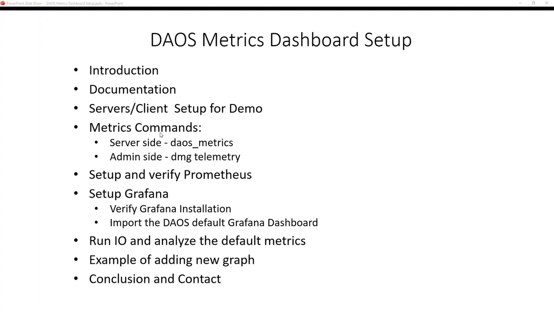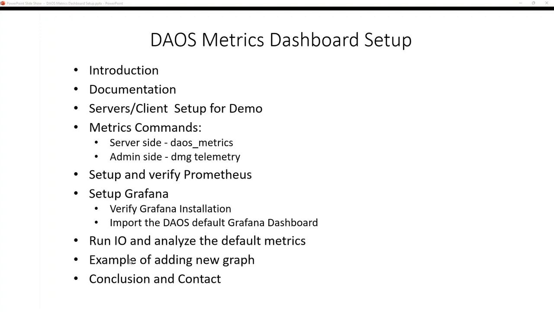We'll see some of the DAOS metrics commands, which are server side, and the DMG command, which is on the admin side as well. We'll set up and verify Prometheus. And then next is to set up Grafana, how to install Grafana and how to import the default DAOS dashboard, which is available in the DAOS repo. And at the end, we'll try to run some IO and analyze the default dashboard graphs, and we'll try to add a new graph also.